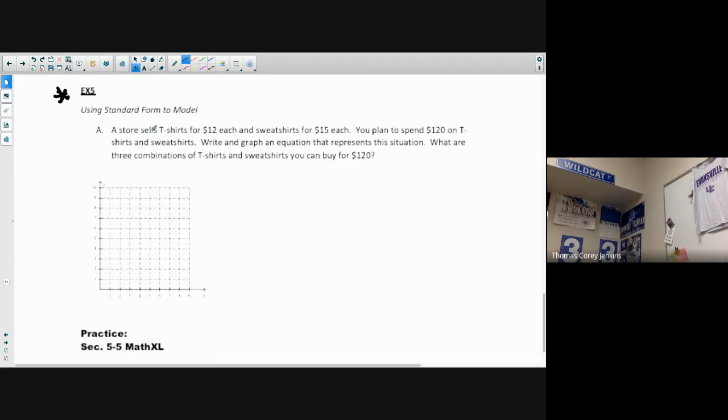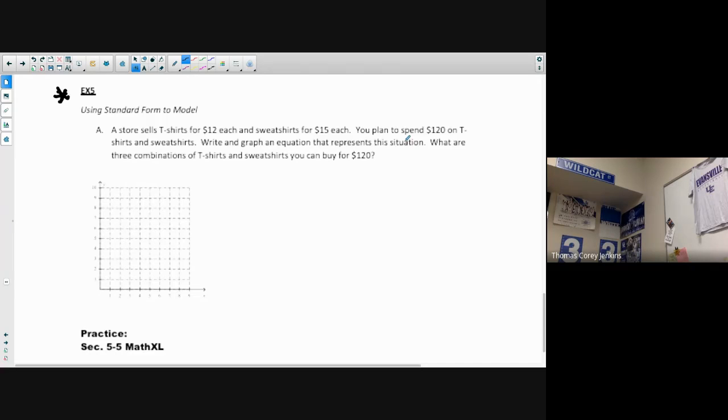So it says a store sells t-shirts for $12 and sweatshirts for $15 each. If you plan to spend $120 on t-shirts and sweatshirts, so that's a combination, write and graph an equation that represents this situation. What are three combinations of t-shirts and sweatshirts that you can buy for $120?